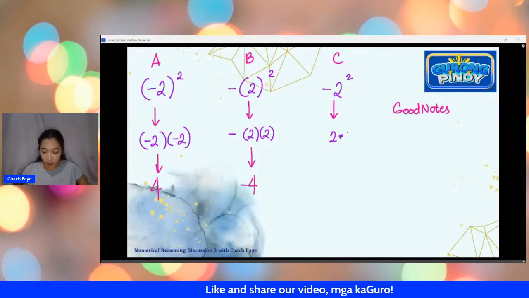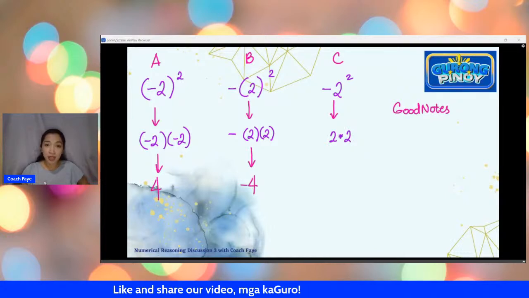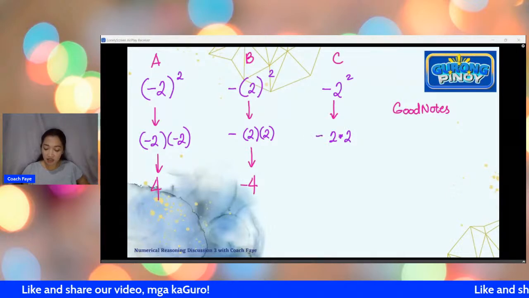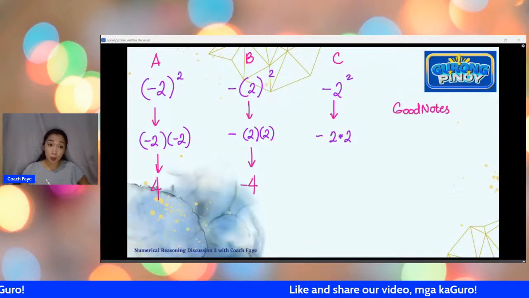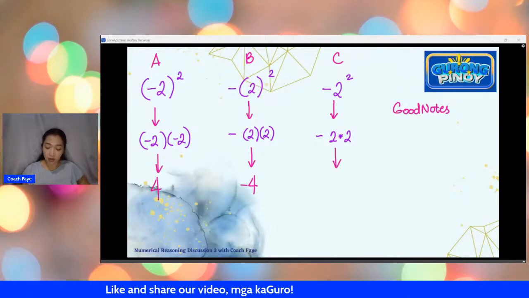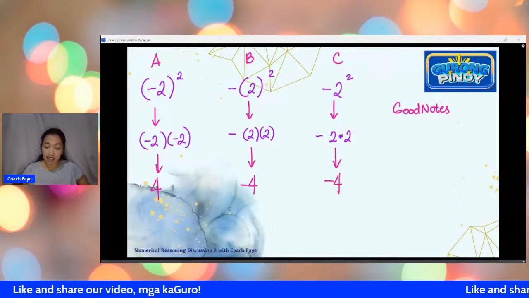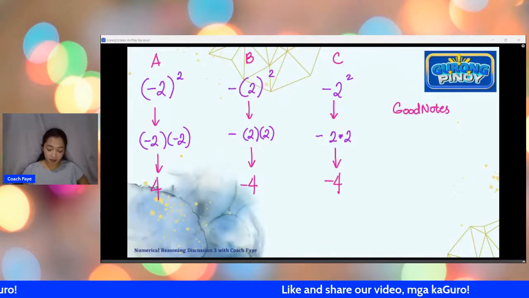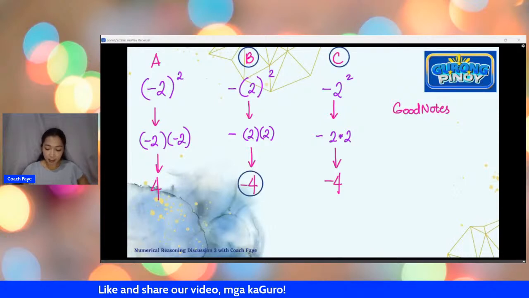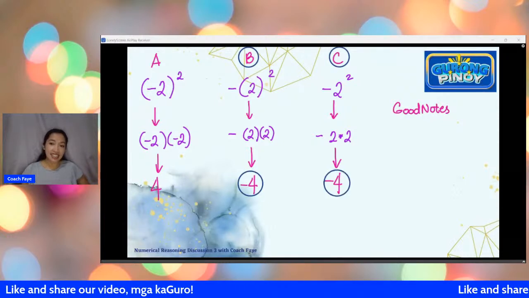2 times 2 lang po siya. Multiplying 2 by itself. Yung negative, hindi po siya kasama sa minumultiply, kasi hindi po siya sakop ng exponent. Okay? And so the answer that you should expect here would be -4. So ano po yung nagkakapareho? It's actually B and C. Sila po yung pareho. Hindi A and C.